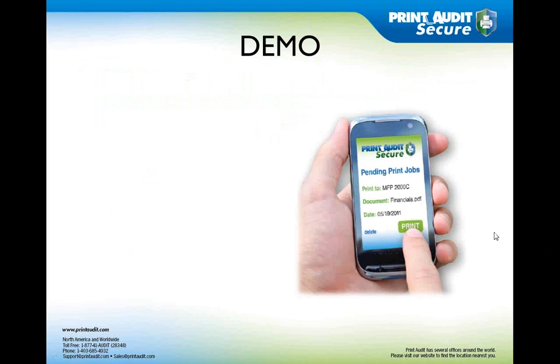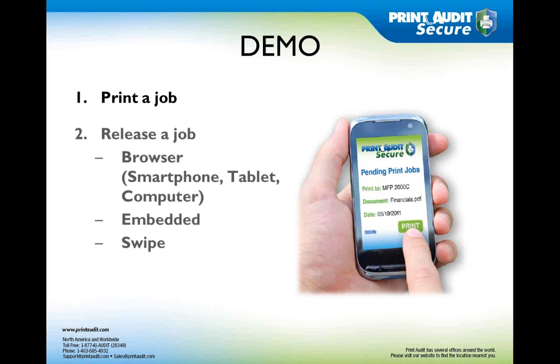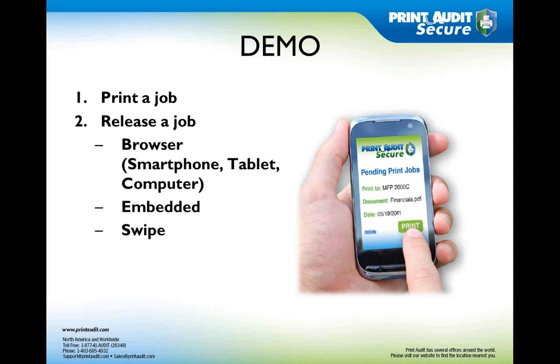So now I'm going to give you a quick demo of how the software works. I'm going to print a job, and then I'm going to release a job. When I release a job, you'll see my web browser releasing it off of my computer. It's the only way I can show it, but keep in mind you could release this from a smartphone or a tablet computer.